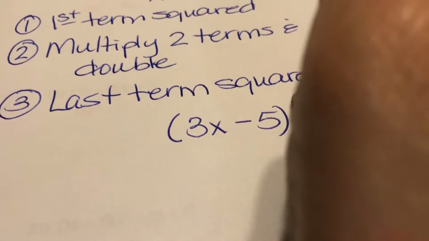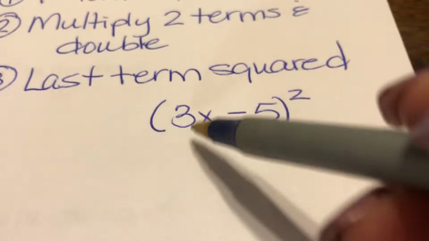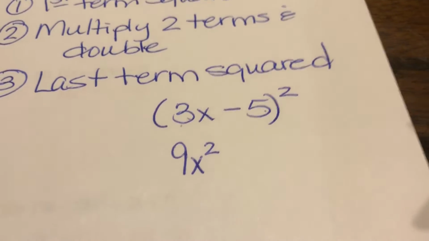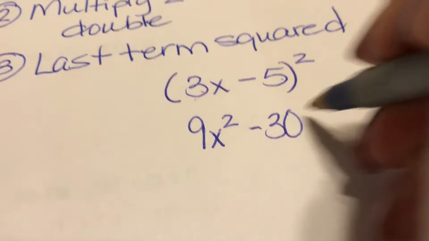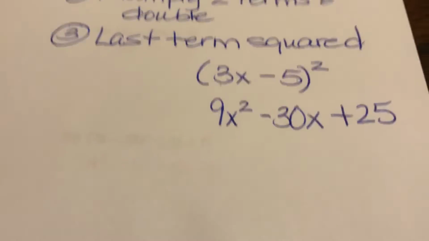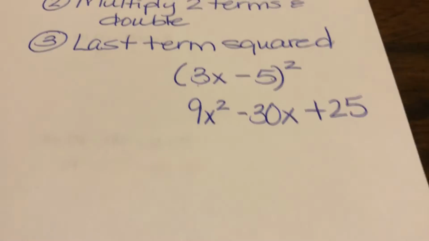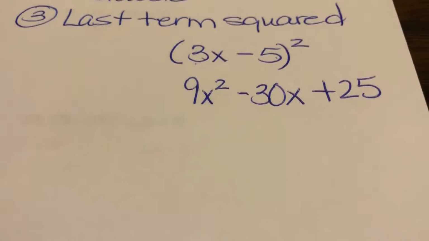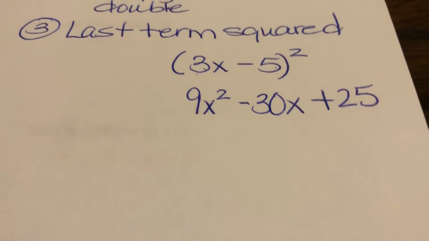It's really simple, though. If you had 3x minus 5, and that was squared, 3x squared, 3 squared is 9, x squared is x squared. 3x times negative 5 is negative 15x, and you double it, so that'd be negative 30x. And then negative 5 squared would be plus 25. And you don't have to go through all that work. But like I said, it's up to you. If you're comfortable with foiling, or if you're comfortable with using that box method that we did yesterday, whatever works for you.